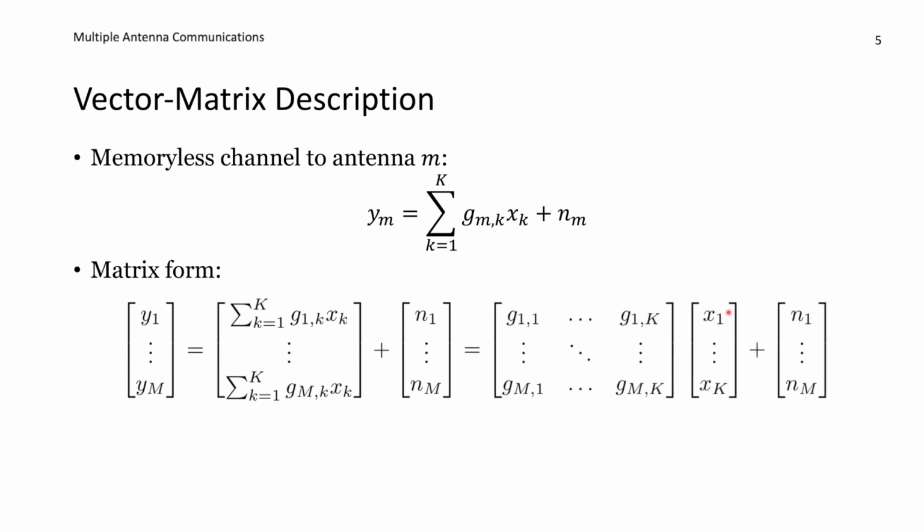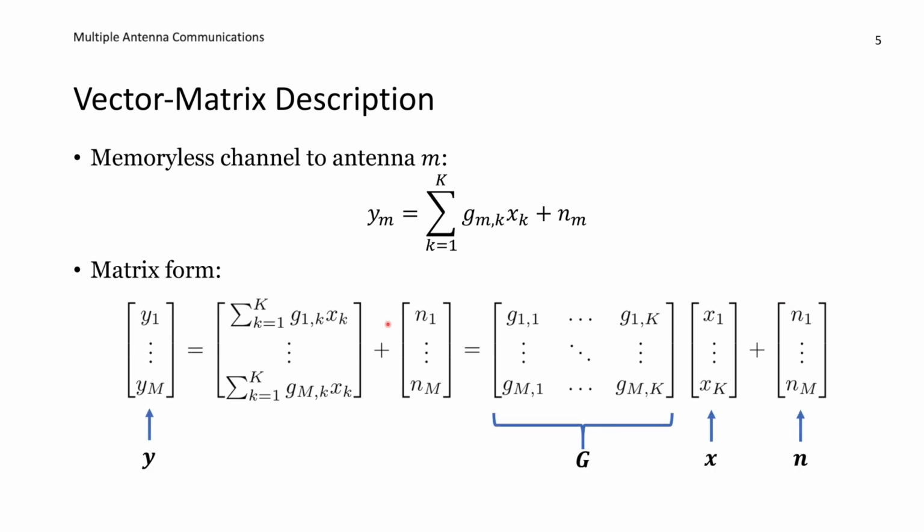So what we have is x1 multiplied with g11, we have x2 multiplied with g12, down to x capital K multiplied with g1k. And we can view this as the first row of a matrix, and then we have a column vector here of length k containing all of the transmitted signals. And we can repeat like this, creating different rows in this so-called channel matrix, and in that way we can represent all of these different summations. And then we have a vector here of length m with the noise at the different receive antennas.